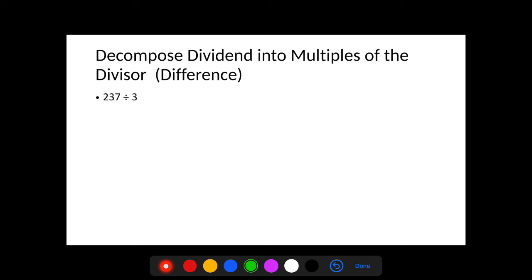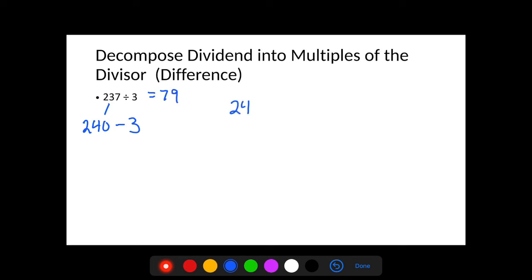So instead, I'm going to move to differences. I know the multiples of 3. 3, 6, 9, 12, 15, 18, 21, 24. 24 is promising. I'm going to make this 240 minus 3. 240 divided by 3 is 80. 3 divided by 3 is 1. 80 minus 1 is 79.